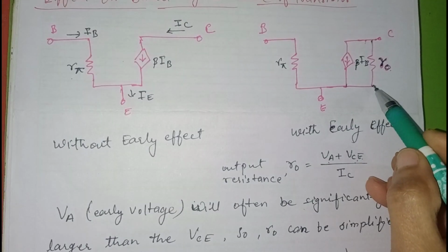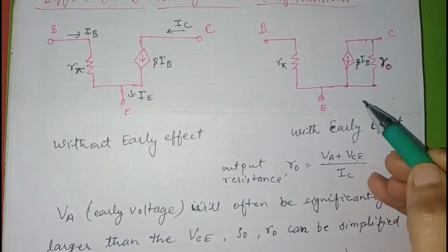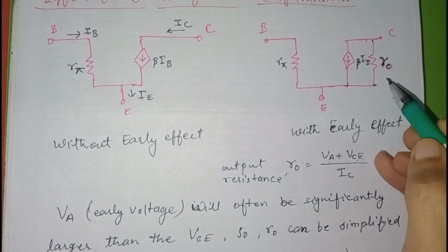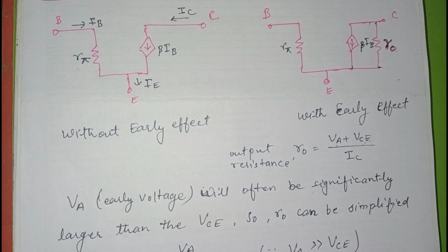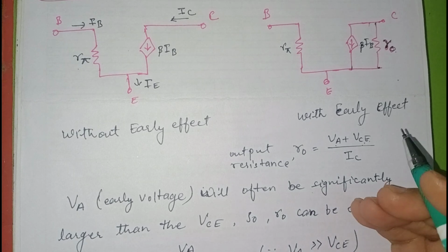After adding the effect of early voltages, we can accurately find out the voltage gain of the amplifier. Now I hope you got the concept of early voltage or the base width modulation.